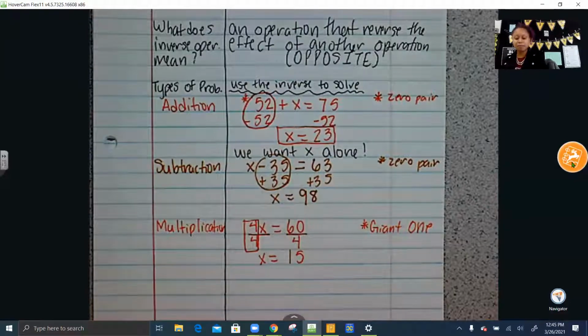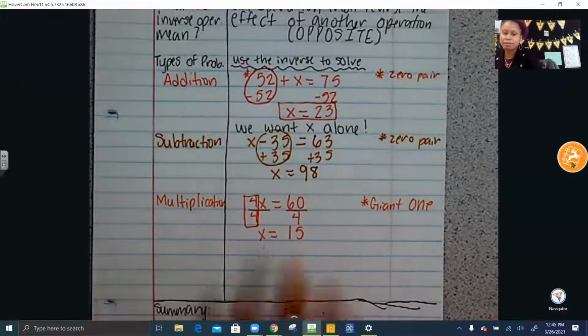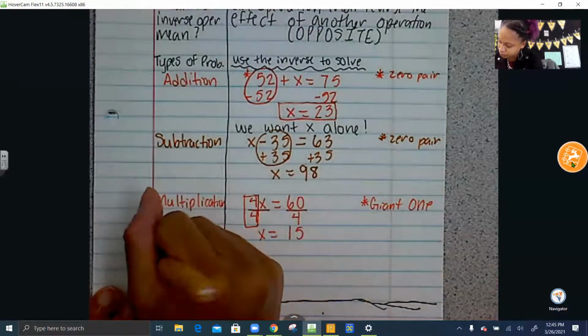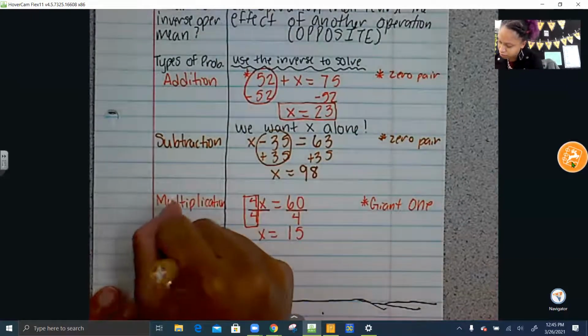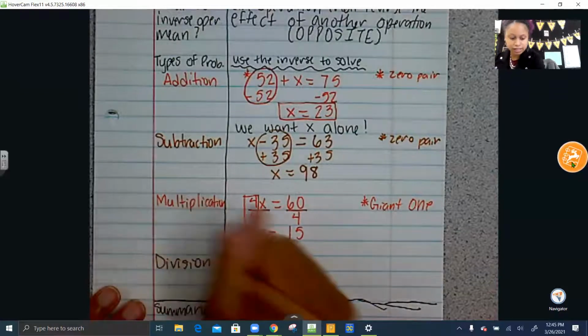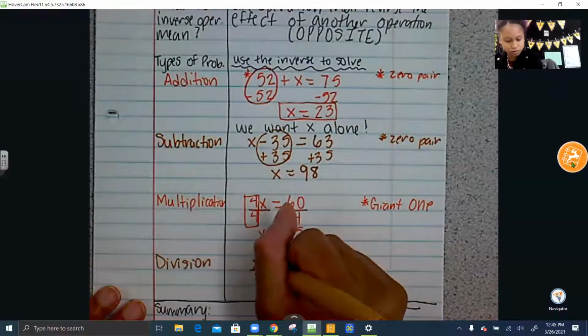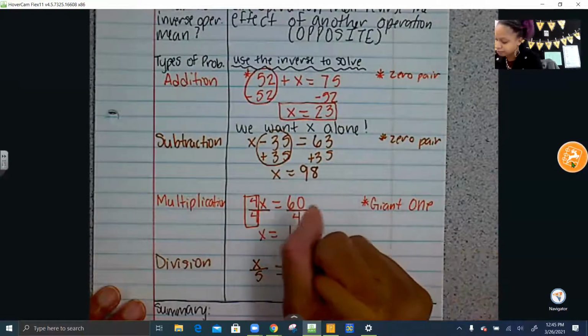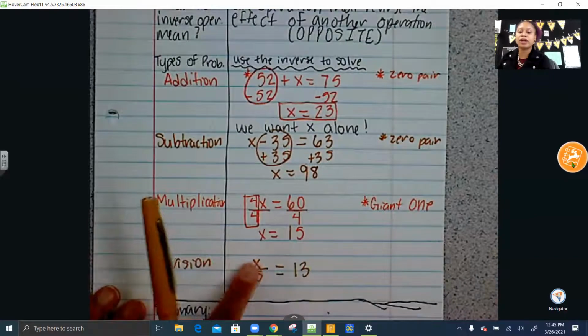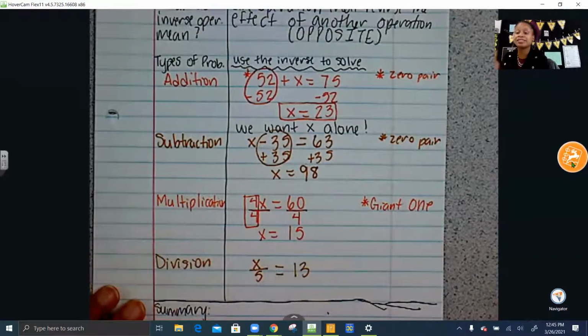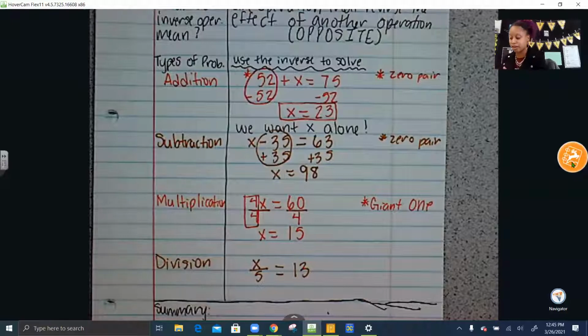And then the last type of problem we're going to talk about is division. And let's say we have the problem x over 5 equals 13. Now remember, whenever you have a fraction, that means it's division. You're dividing. Fractions and division are the same thing.